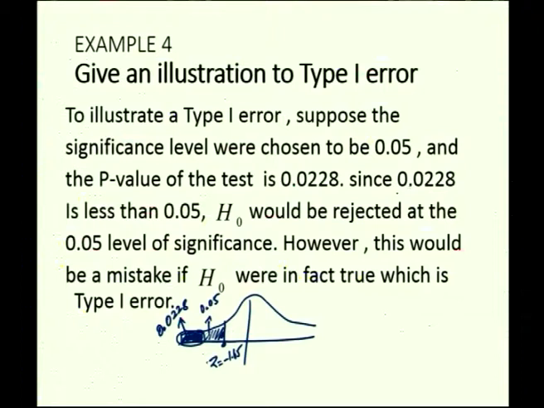Since 0.0228 is lesser than 0.05, you can see the area is totally lying in the critical region. Critical region means rejection region, therefore, H naught will be rejected automatically. When H naught is rejected when it is actually true, it is a mistake and it is called type 1 error. This is the illustration which we are giving for type 1 error. Since it leads to the rejection, there is always a chance.